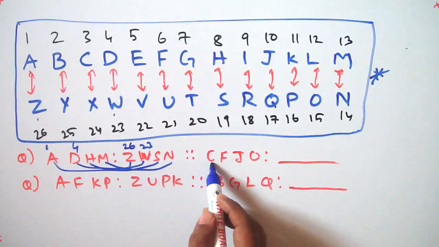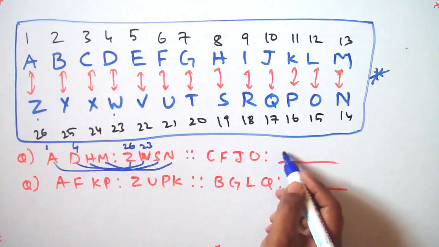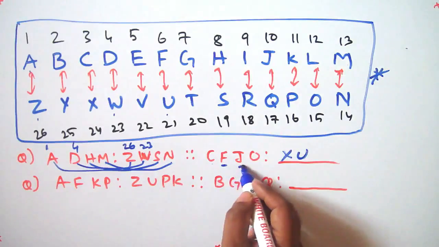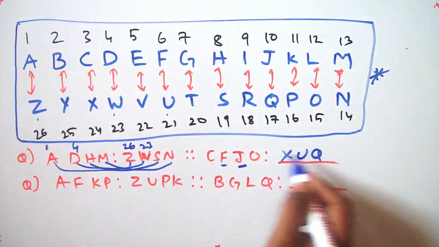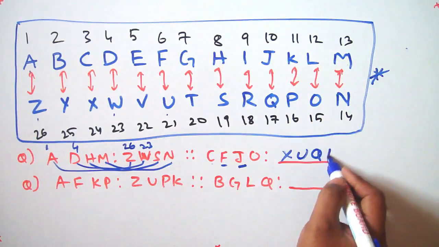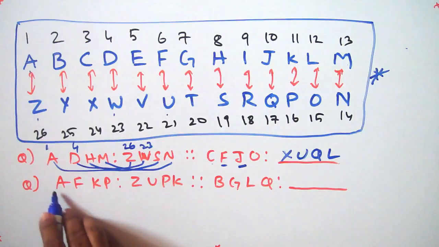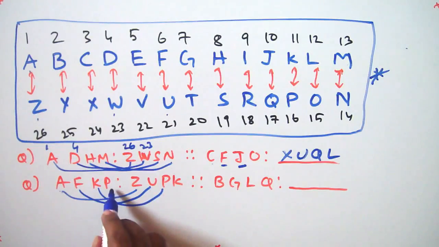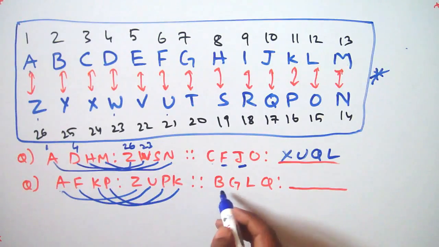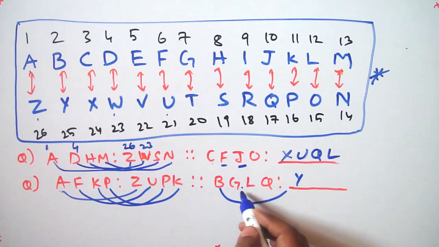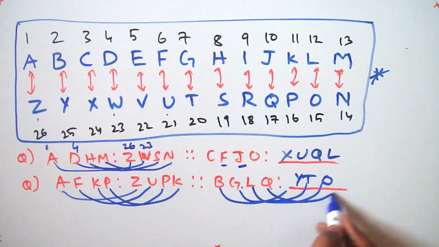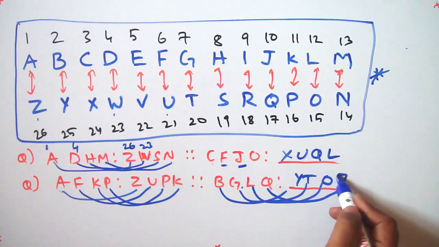The same way, for C we get X, for F it is U, for J it is Q, and for O it is L. The same way, in the second question also, for A it is Z, for F it is U, for K it is P, for P it is K, for B it is Y, for G it is T, and for L it is Q, for Q it is J, friends.